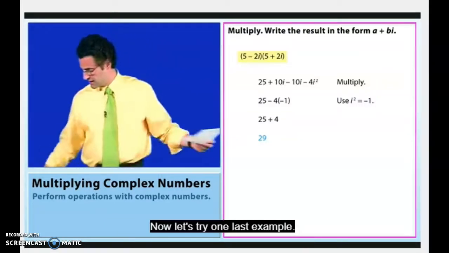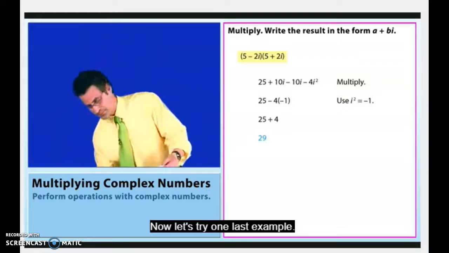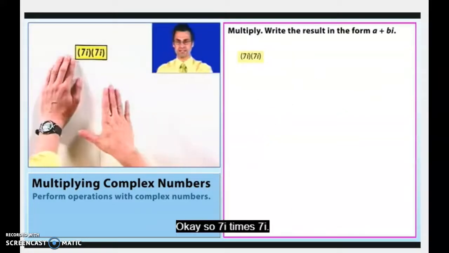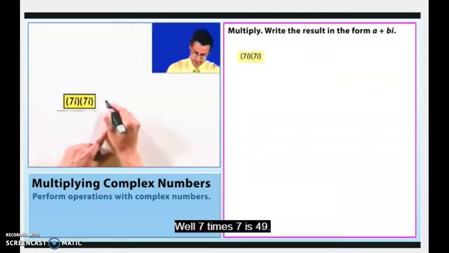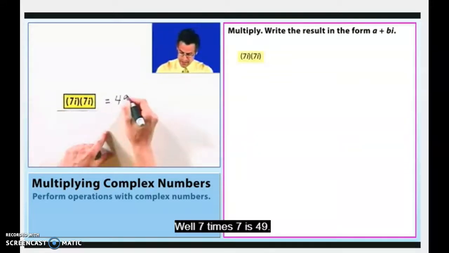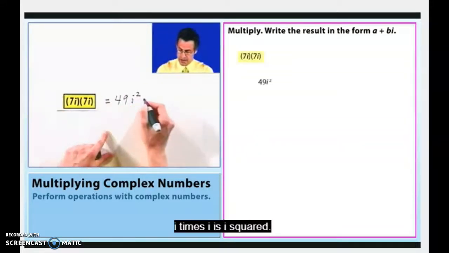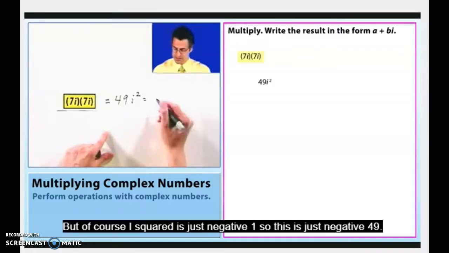Now, let's try one last example. Okay, so 7i times 7i. So what is that? Well, 7 times 7 is 49. i times i is i squared. But of course, i squared is just negative 1, so this is just negative 49.